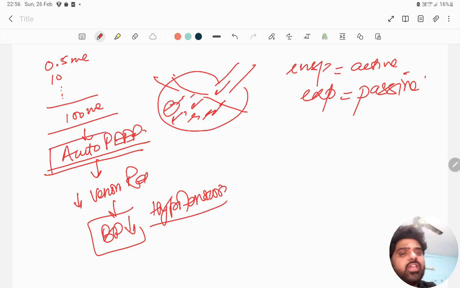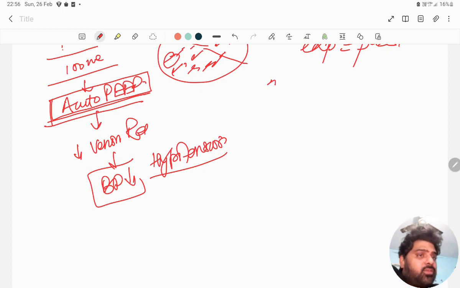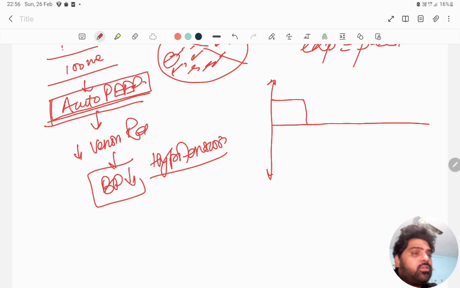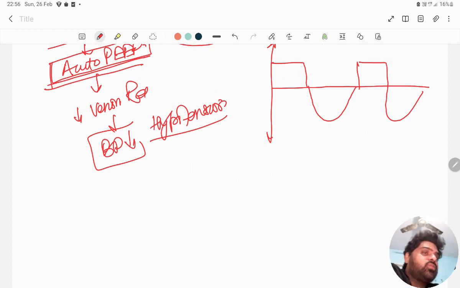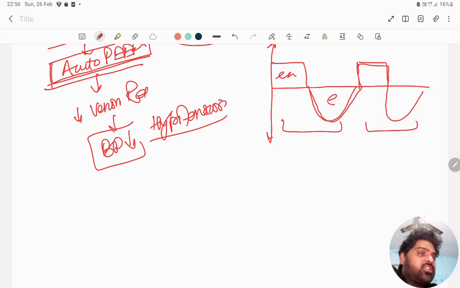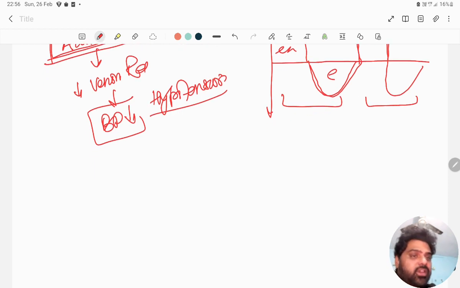Now how will we diagnose that this auto-PEEP has developed? This is very important. We know that in most ventilators we have a flow time loop like this. This is a normal flow time loop. This is inspiration, this is the expiration. Once the expiration is stopped, next inspiration starts. This is the first cycle, this is the second cycle. Now this was perfectly fine.